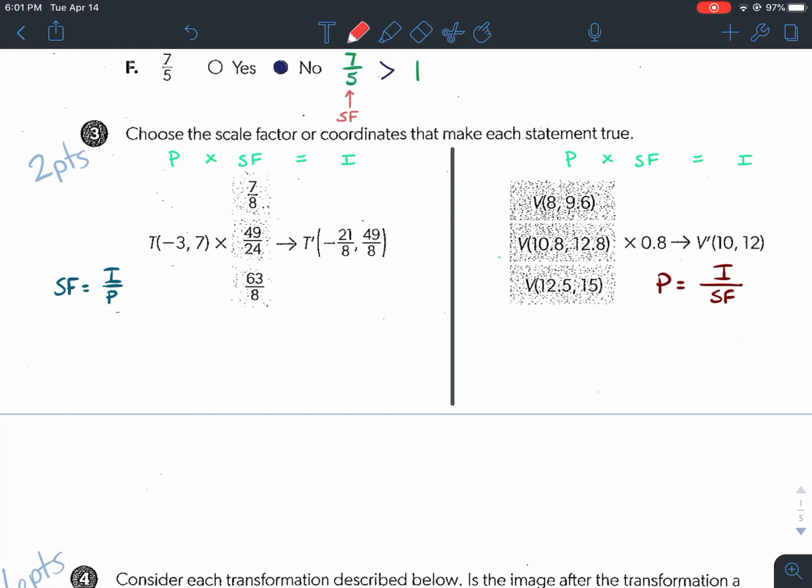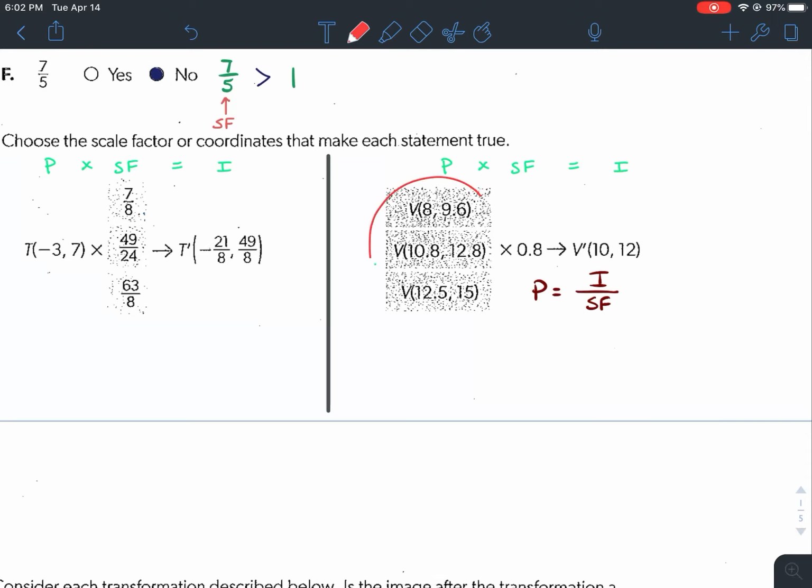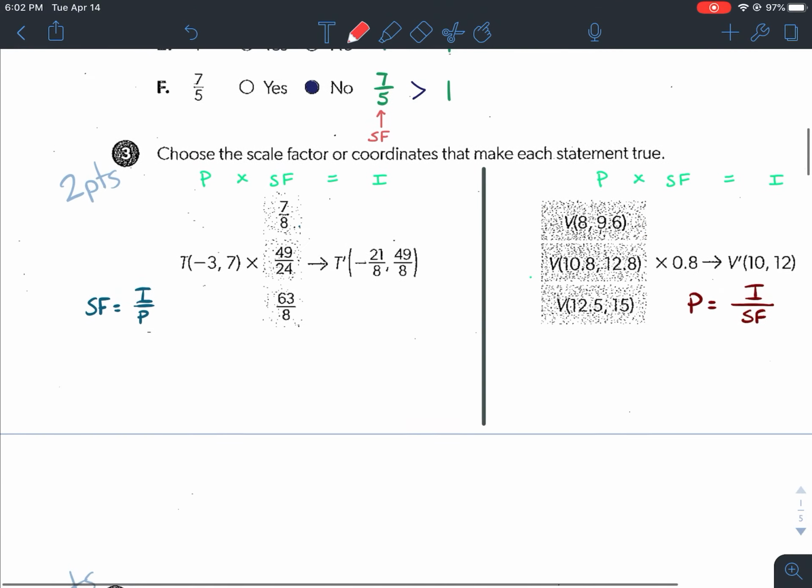Notice how I put P times SF equals I above each problem. That means pre-image times the scale factor equals the image. So the first column is your pre-image, the second column is your scale factor, and the third column is your image. There are 3 options under scale factor, so we're going to be solving for the scale factor in the first problem, and that is why I used that equation. For the second one, there are 3 options under the pre-image, so we're going to be finding the pre-image, and that is why I used this equation. So let's start with this first one here.